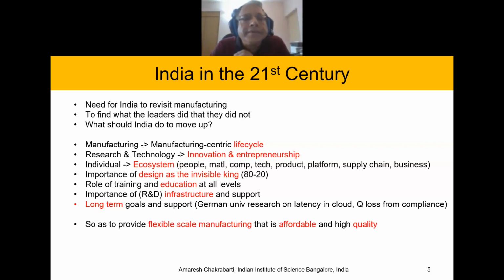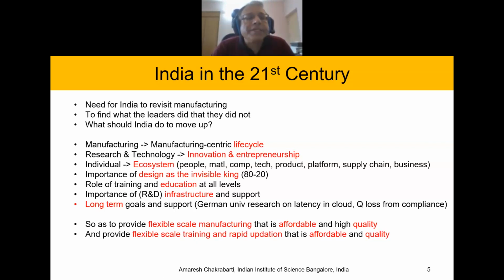So that we can provide flexible scale manufacturing that is affordable and of high quality. Flexible scale is very important because not always will you get economy of scale. So you need to see, can I provide manufacturing for the right number of cases that I need? And in order to do that, we also need to provide flexible scale training and rapid updation that is also affordable and of quality. So for a country as big as India, I think these are particularly important.